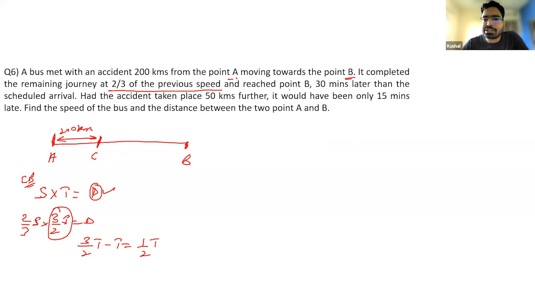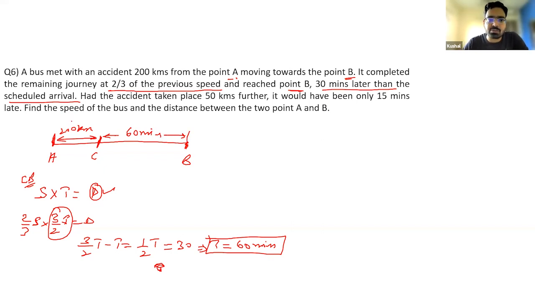And what is the question saying? Reach the point B 30 minutes later than the scheduled arrival. So this should be 30 minutes. That means the original time period must be what? 60 minutes. But remember that this original time period of 60 minutes is the time required to travel the distance between CB. I hope we are clear with this. This distance was supposed to be traveled in 60 minutes, but it was not traveled in 60 minutes. 30 minutes extra was taken. So actually this has been traveled in 90 minutes after the accident.